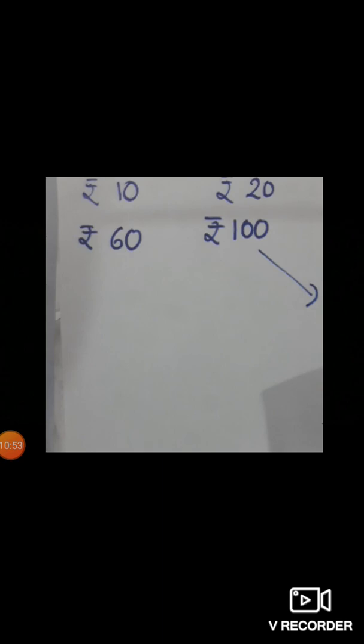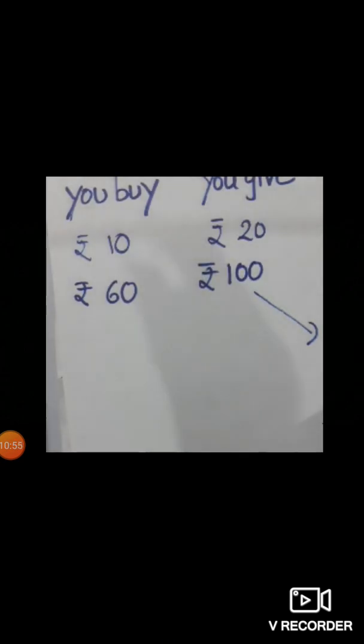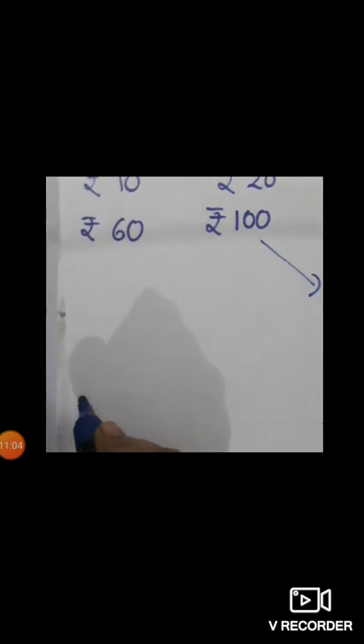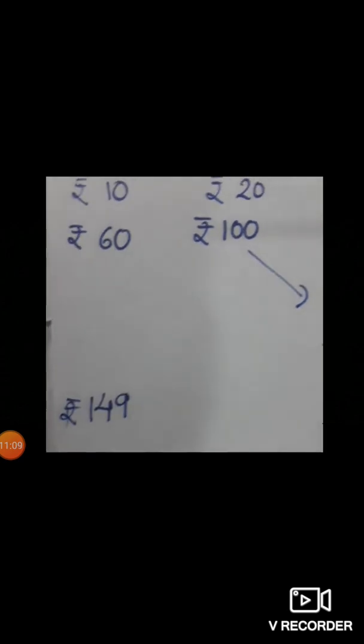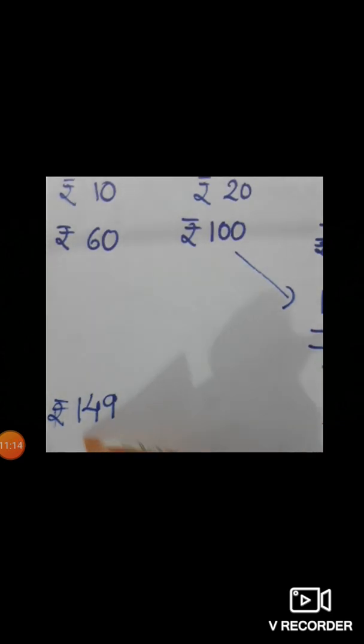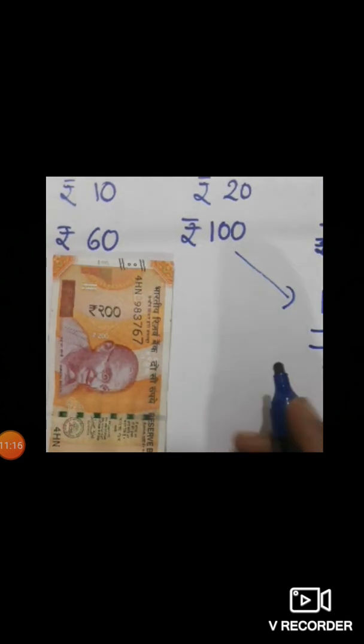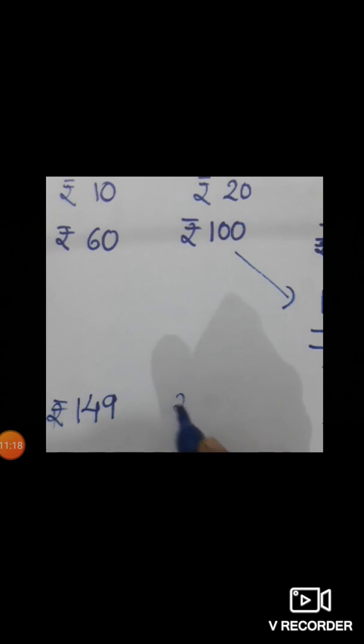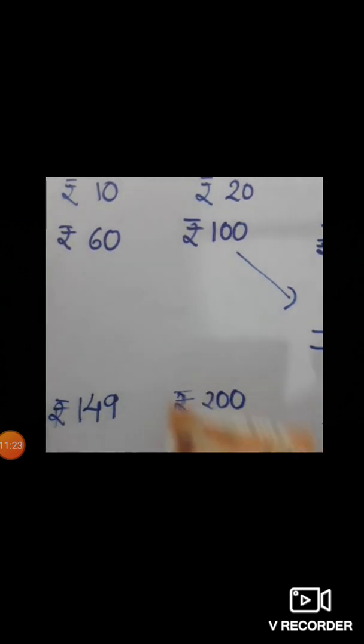Okay, we'll take one more example. You went to the shop. You bought this dal. This dal is of 149. This you buy. Okay. But what you did? You gave 200 rupees to the shopkeeper. You had no change. So how much you gave? You gave 200. And what will be your change?